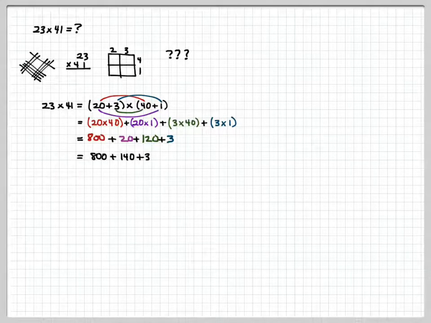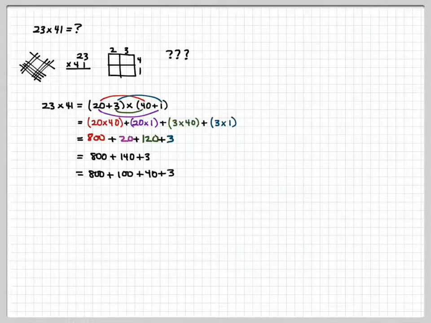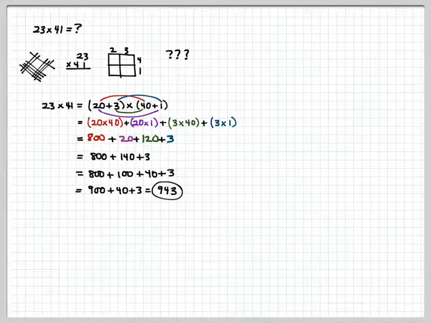Now that middle term 140, I want to separate that into its hundreds part and its tens part. So I'll write that as 100 plus 40 in the middle. And now I can put the two terms that are hundreds together, the 800 and the 100, to give me 900 plus 40 plus 3. And that's just the decimal expansion of the number 943, and so that's my answer. Okay, and that thing where I changed the 140 to 100 plus 40, and then I put the 100 with the 800, probably some of you have heard that referred to as regrouping.